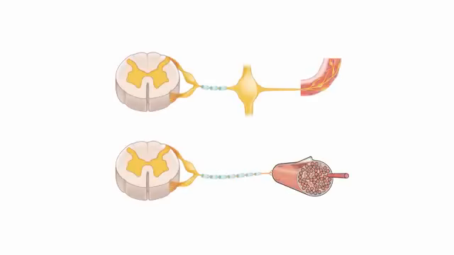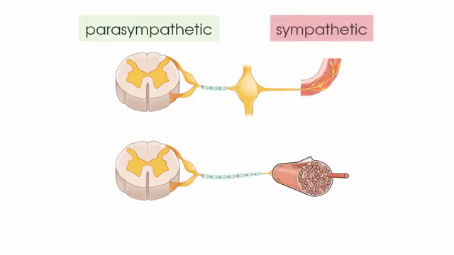So the autonomic nervous system is split into the parasympathetic and sympathetic divisions. The sympathetic nervous system is often associated with the fight or flight response, and its main role is to respond to physical stresses on the body.